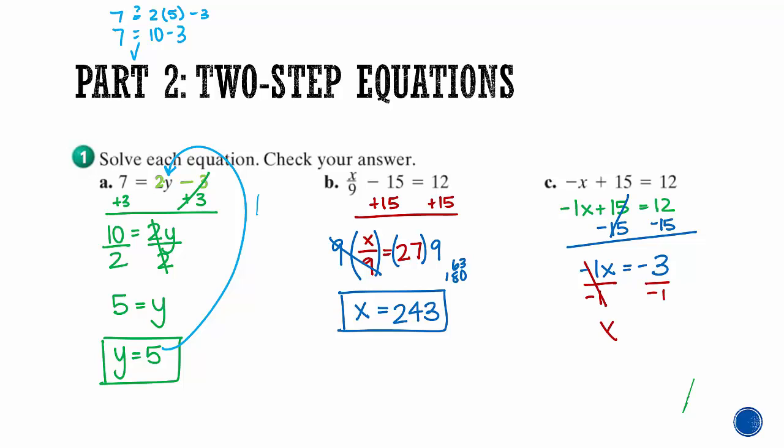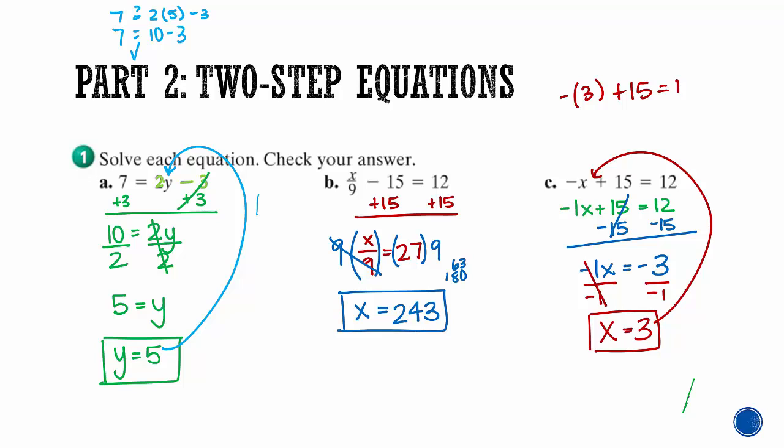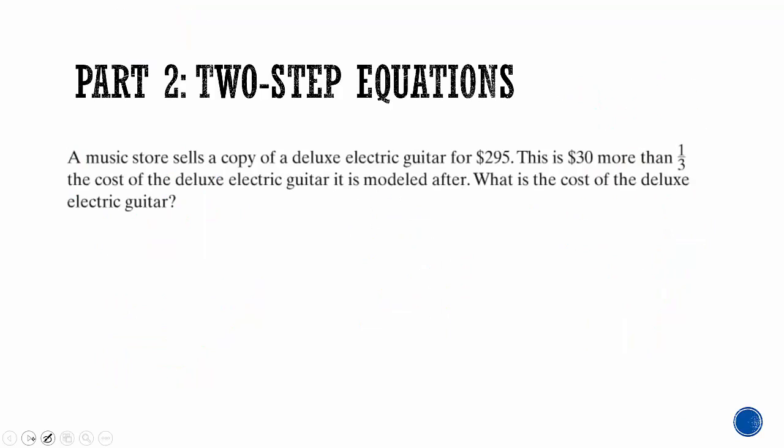So that gives us 1x, which is just x, and negative 3 divided by negative 1 is just a positive 3. And again, you could go and plug this back in. Negative 3 plus 15, does that give us 12? And it certainly does. This is negative 3 plus 15, which is 12.